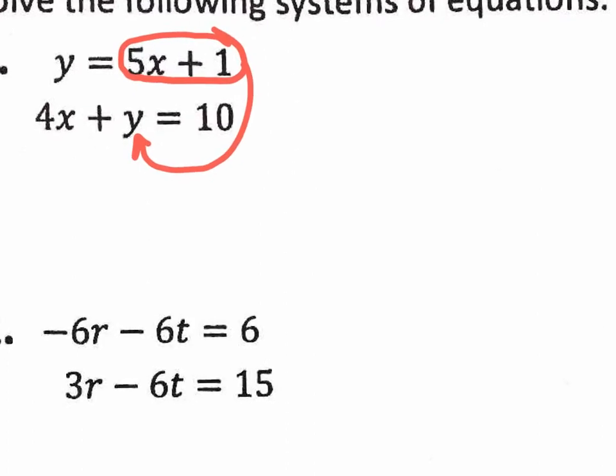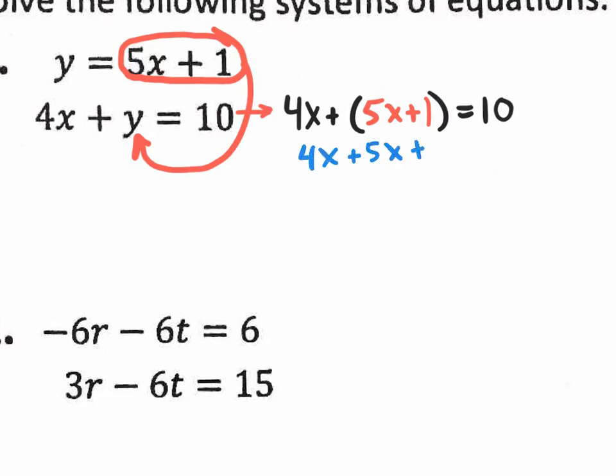My new bottom equation will be 4x plus y, but instead of y, I'm going to put the above 5x plus 1 right in there, equals 10. Okay, so from here, since we plugged it in parentheses, there's nothing to distribute. I don't need the parentheses. So what I really have is simply 4x plus 5x plus 1 equals 10. When we combine like terms, 4x plus 5x, that's 9x. Bring down the plus 1 equals 10. And then solve it the way we normally would.